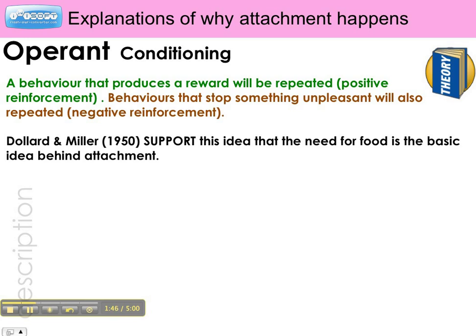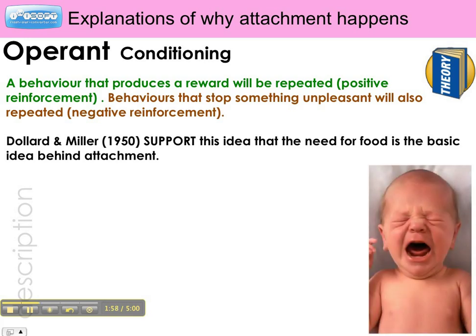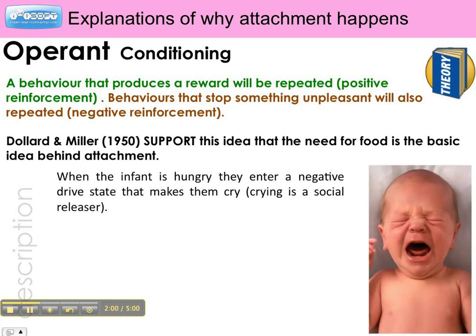Researchers called Dollard and Miller support this idea and explain that the need for food is the basic idea behind attachment. For example, when a baby is hungry, they enter a negative drive state that makes them cry. Later on, you'll learn that crying is called a social releaser.